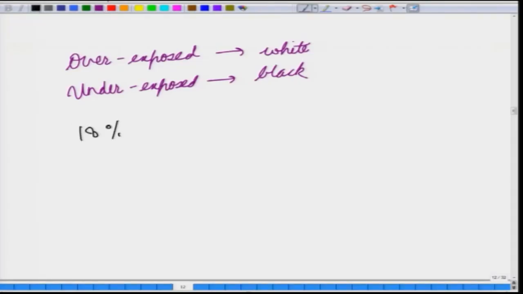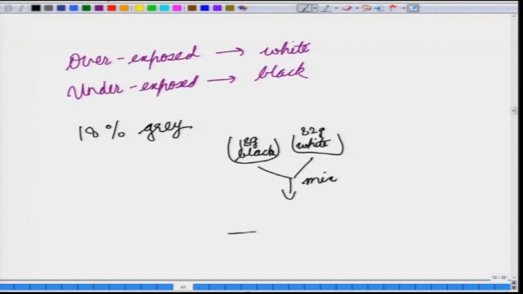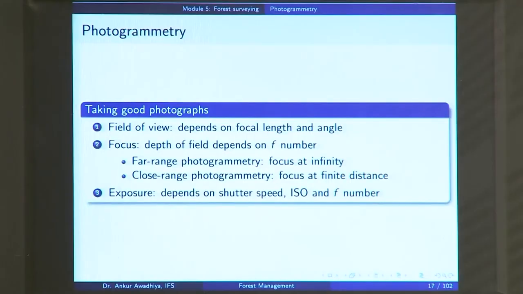So, it has to be somewhat black, somewhat white, a shade of gray, and typically a good amount of exposure is referred to as an exposure that is equal to 18% gray, which means that you took, for instance, 18 grams of black pigment and 82 grams of white pigment. You mix both of these together and apply this paste on a piece of paper. So the exposure that is equivalent to this shade of gray is considered to be a good amount of exposure. So, when you are taking a good photograph, you need to keep in mind the field of view, the focus and the exposure.